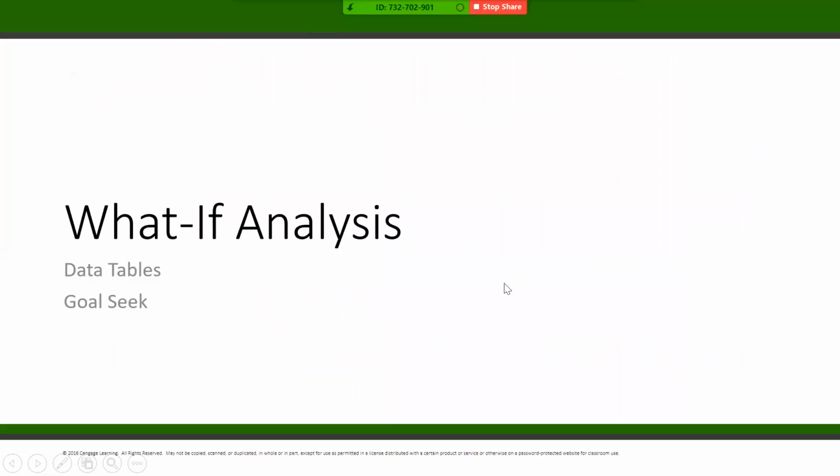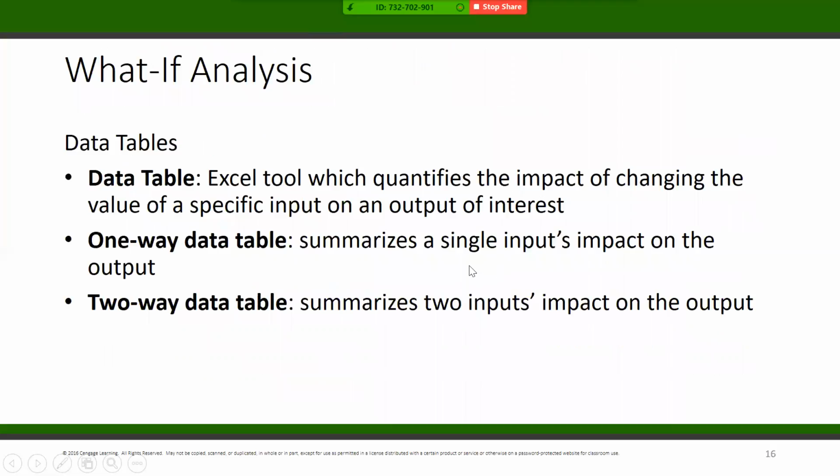So, what-if analysis. We have data tables, and we're going to look at goal seek. All right, so data tables: an Excel tool which quantifies the impact of changing the value of a specific input on an output of interest. We have a one-way and a two-way data table. The one-way summarizes a single input's impact on the output, and a two-way summarizes two inputs' impact on the output.